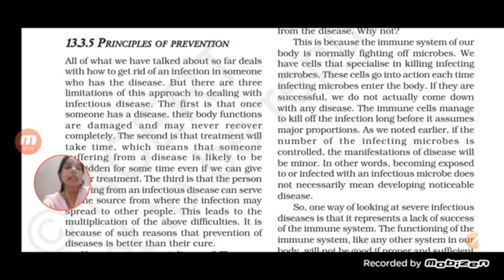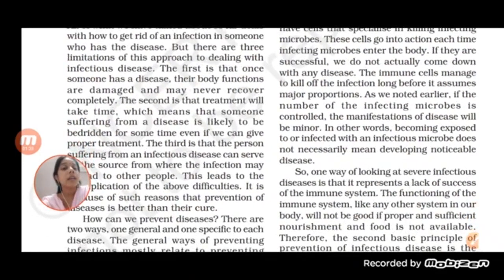Let us see what is there in the principle of prevention given in the book. See here, it is given that all we have talked about so far deals with how to get rid of infection in someone who has a disease. But there are three limitations of this approach of dealing with infectious disease. The first is that once someone has a disease, their body functions are damaged and may never recover completely. The second is that treatment will take time, which means someone suffering from disease is likely to be bedridden for some time even if given proper treatment.